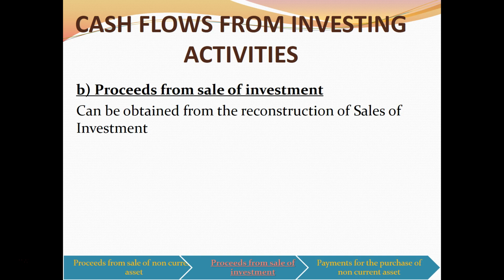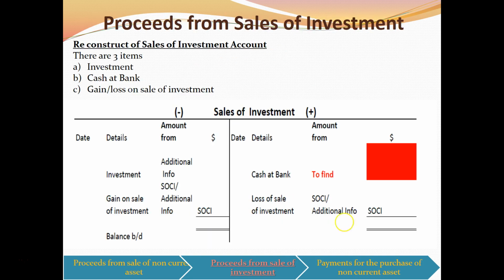When there is sale of investment, same thing, we have to reconstruct sales of investment. If we sell non-current asset, we have to reconstruct sales of non-current asset. Alright, so sales of investment only has 3 items. Why is that so? Because sales of investment doesn't have depreciation, doesn't have accumulated depreciation. So we need to have the cost of the investment, followed by the amount that we receive, and then that will be our gain or loss on sale of investment. So very similar to the sales of non-current asset.